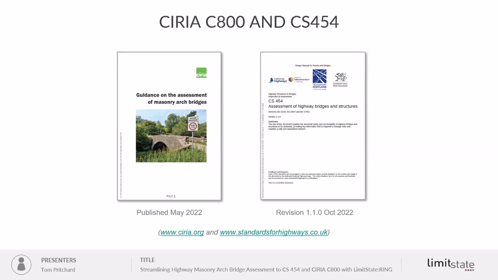So effectively, it's now acknowledging that service load behavior is important, just like CIRIA C800 is doing. Early versions of CS454 dealt with this assessment to prevent distress by using an approach described within the document itself, whereas the newest version, revision 1.1 from October 2022, additionally allows for this C800 permissible limit state approach to be considered instead. And we'll be taking a look at both of those today.